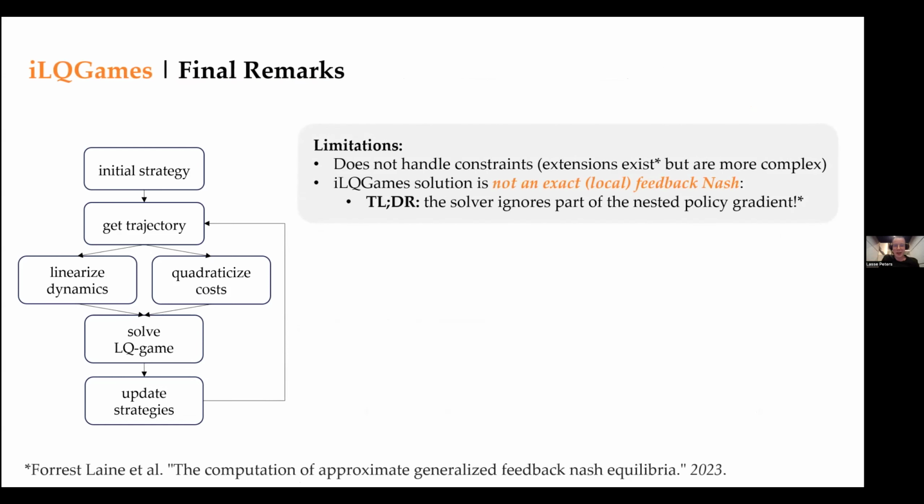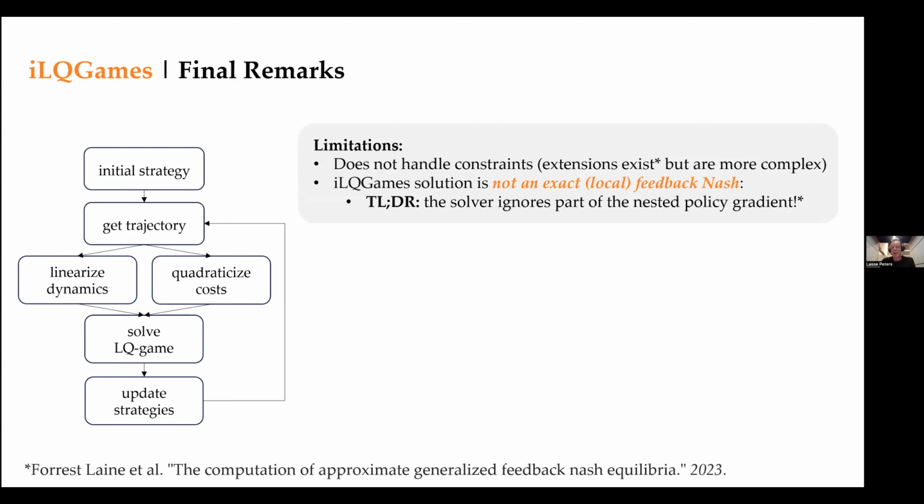Now, first, let me lead with some limitations. First of all, we can only solve LQ games without constraints in closed form. So the simple version that I'm showing on the left does not handle constraints. There exist extensions, and those are exactly described in Forrest's paper on this topic, but then the algorithm gets much more complex. However, in many settings, we may not have constraints, or we may be able to write down the constraints as penalty functions for players.